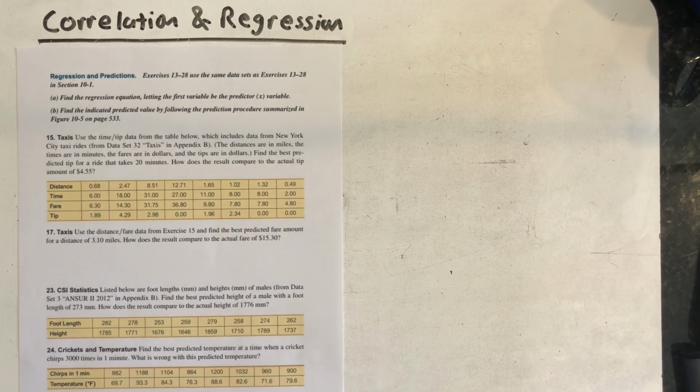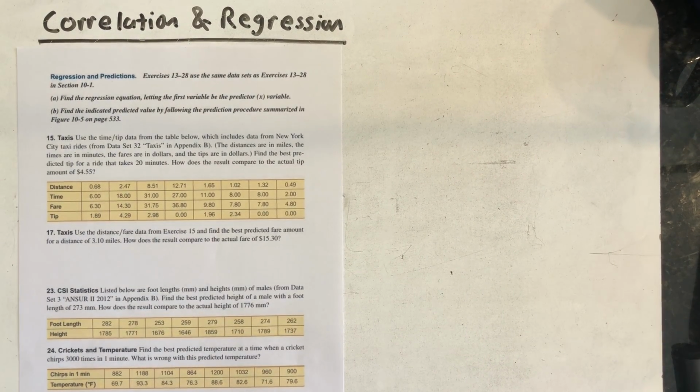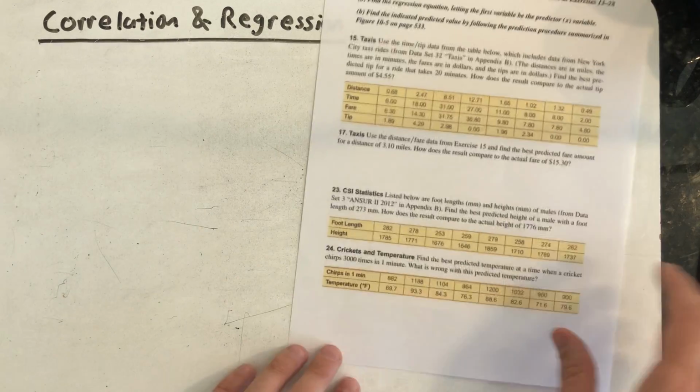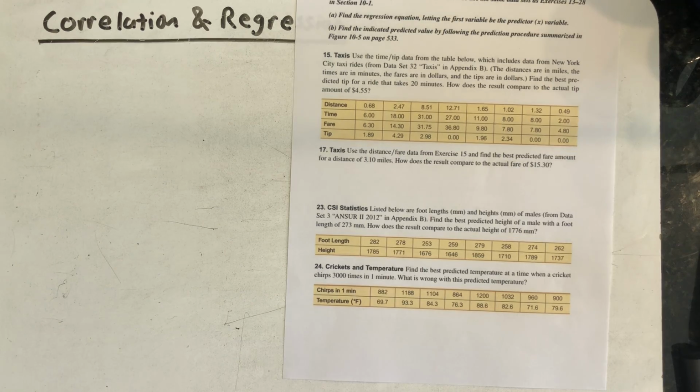In this series of videos, we've been doing examples about correlation and regression, and I just want to do a few more. So in this video, we're going to do problem number 23, again from our textbook, Elementary Statistics, in its 14th edition by Mario Triola.